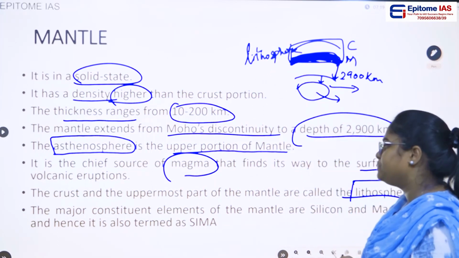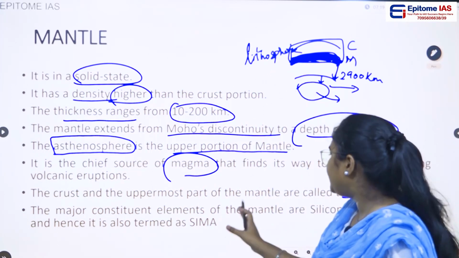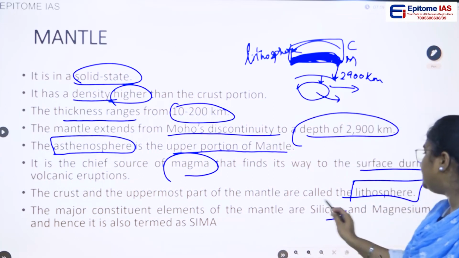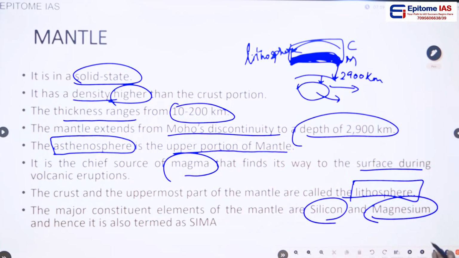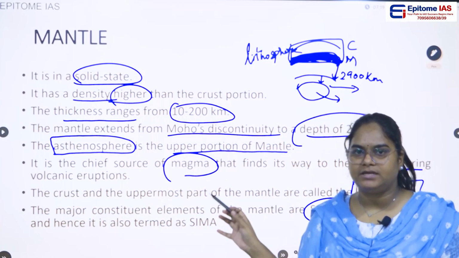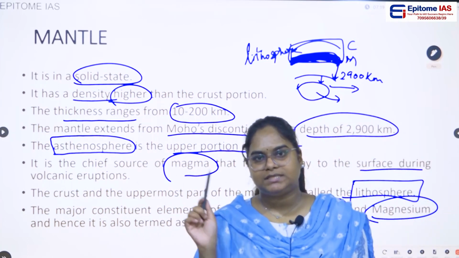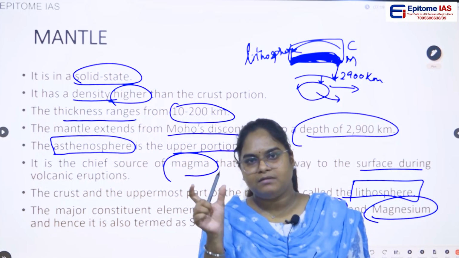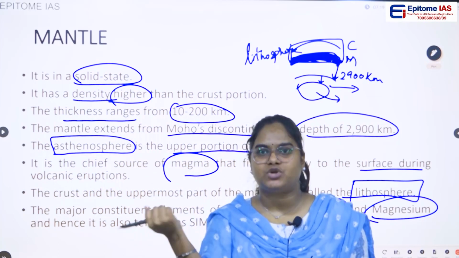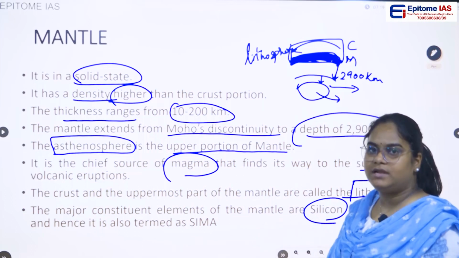Then the major constituent elements of the mantle are silicon and magnesium. That's why this particular layer is also known as the Sima layer, S-I-M-A, silicon and magnesium, because these are the major constituents of this particular layer.